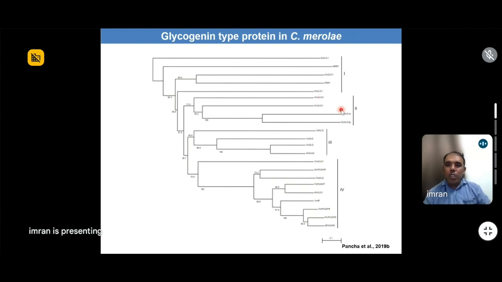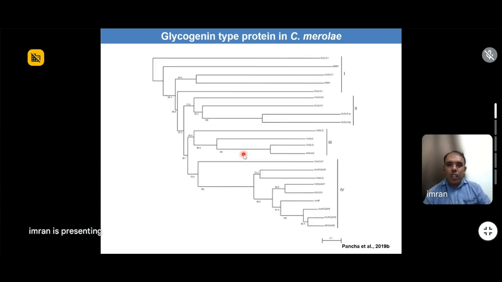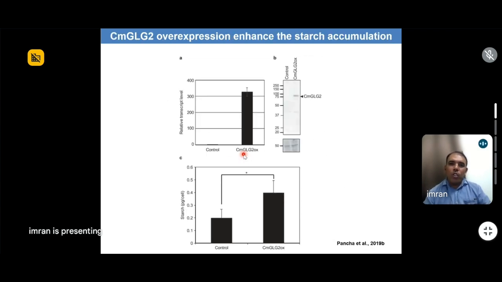So there may be a possibility that this CMG174C is actually the main glycogen synthase for the Cyanidioschyzon cell. Then, similar to glycogenin 1, I have overexpressed this CMGLG2, and you can see the transcript level, which indicates that the strain is properly constructed. We have also confirmed the CMGLG2 using Western blot. Basically, we expressed the FLAG tag at the C terminal, and using the anti-FLAG antibody, we confirmed the proper construction of the CMGLG2.